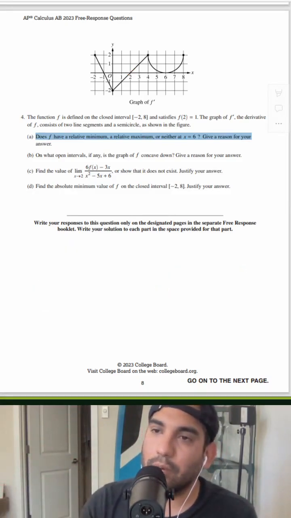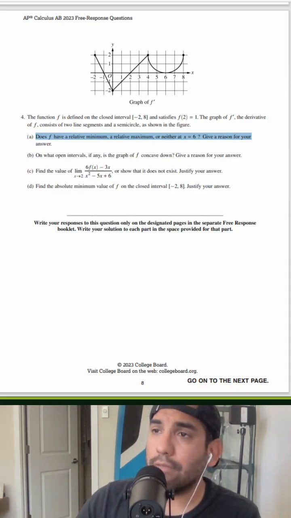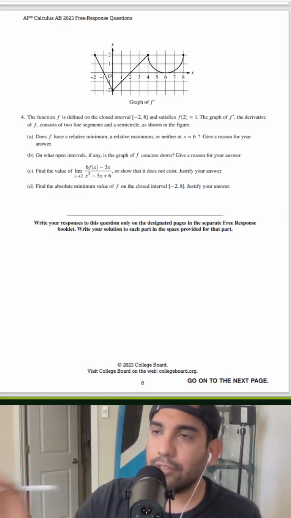All right, let's go to part D. This is the time-consuming one because they want to find the absolute minimum on the interval -2 to 8. So one of the unfortunate parts is that we have to test -2 and 8 and then see if there are any minimums.